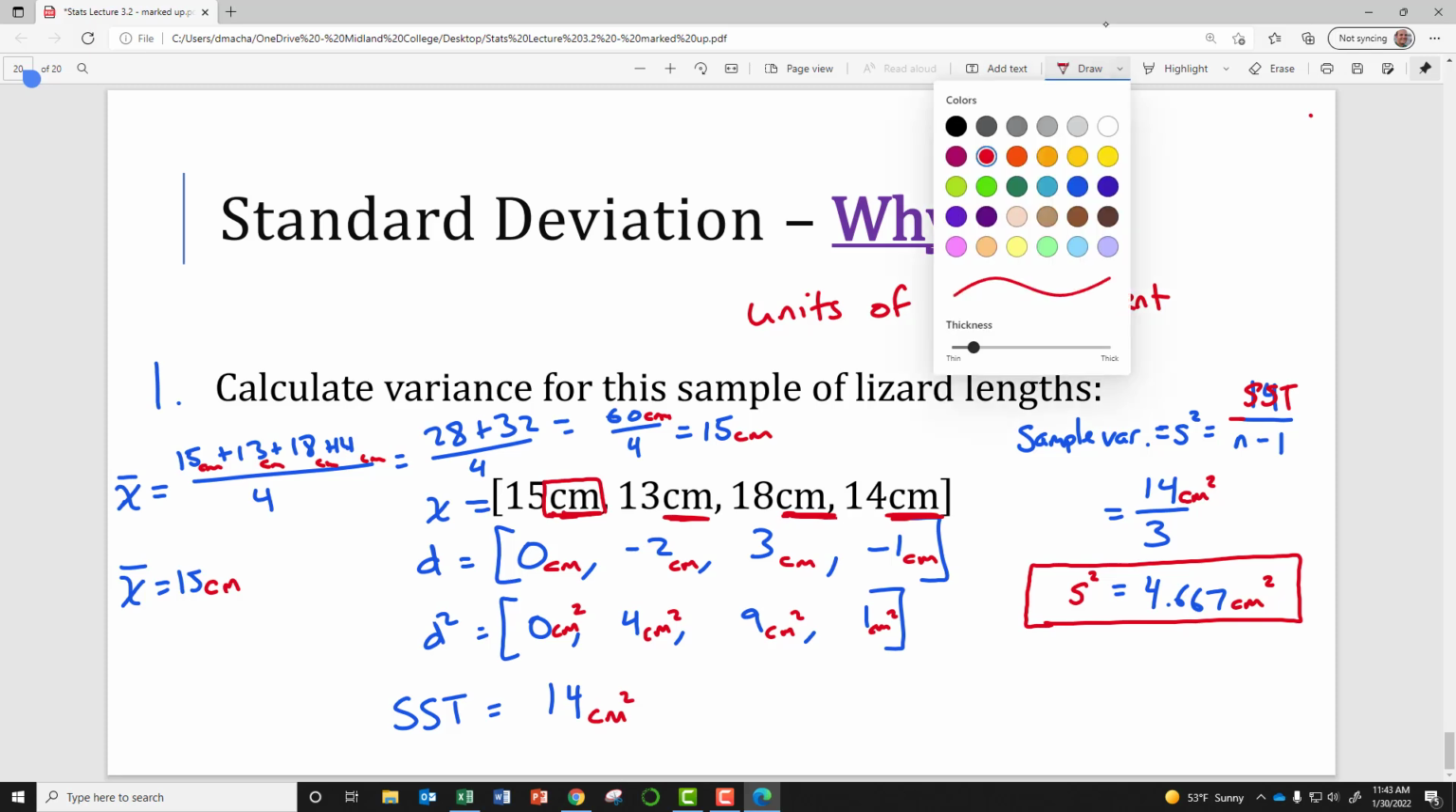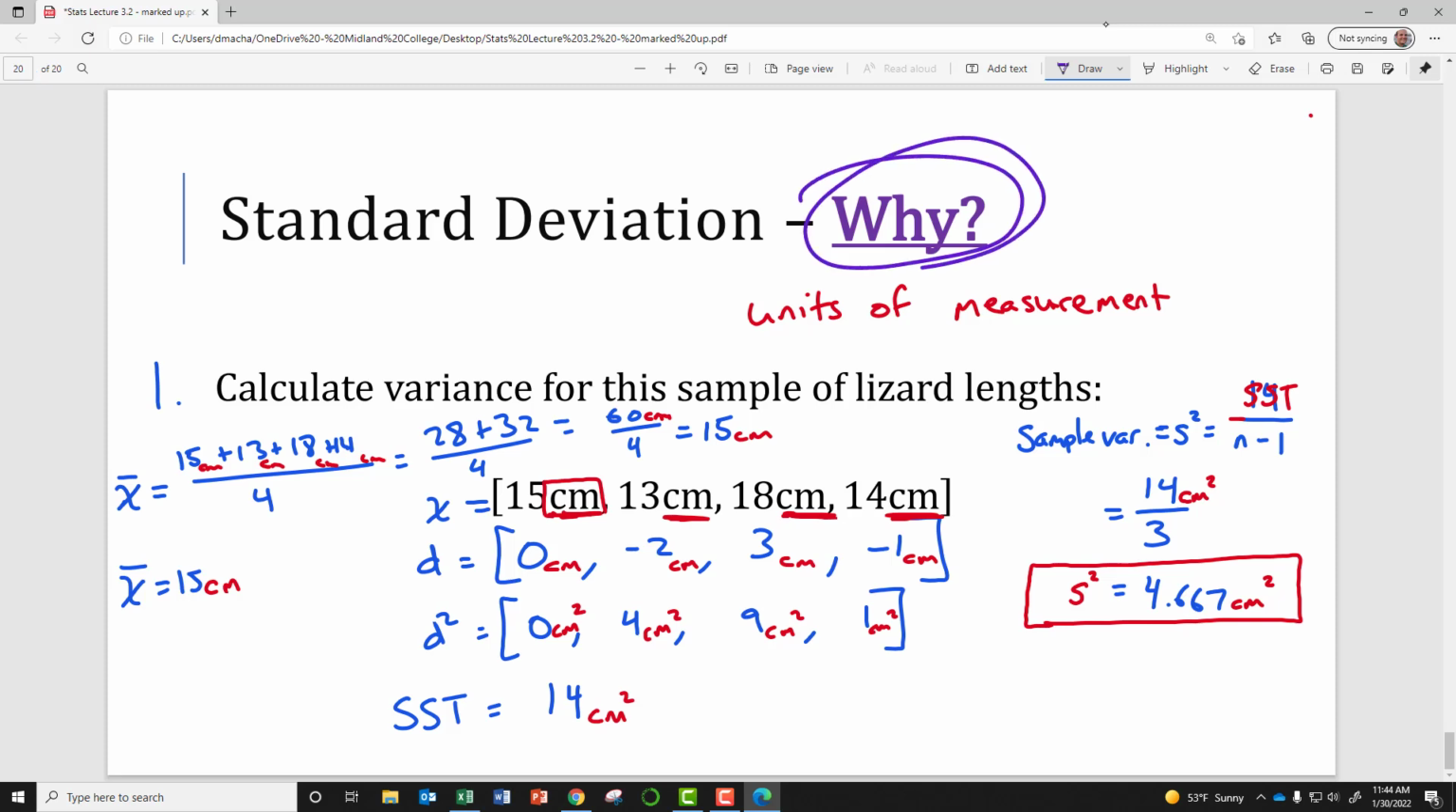And basically the reason why all statisticians seem to find it more comforting or more familiar to talk about dispersion in terms of standard deviation is because whenever you take the square root of the variance, this actually gives you a number for standard deviation in terms of centimeters instead of centimeters squared. So you're talking about the dispersion of the length of a lizard. You want that measure of dispersion to also have units of length.